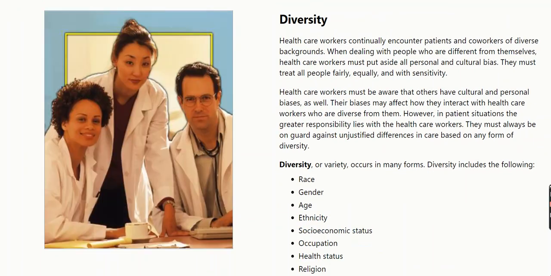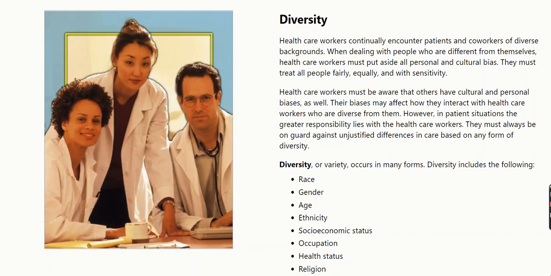Diversity. Healthcare workers continually encounter patients and coworkers of diverse backgrounds. When dealing with people who are different from themselves, healthcare workers must put aside all personal and cultural bias. They must treat all people fairly, equally, and with sensitivity.